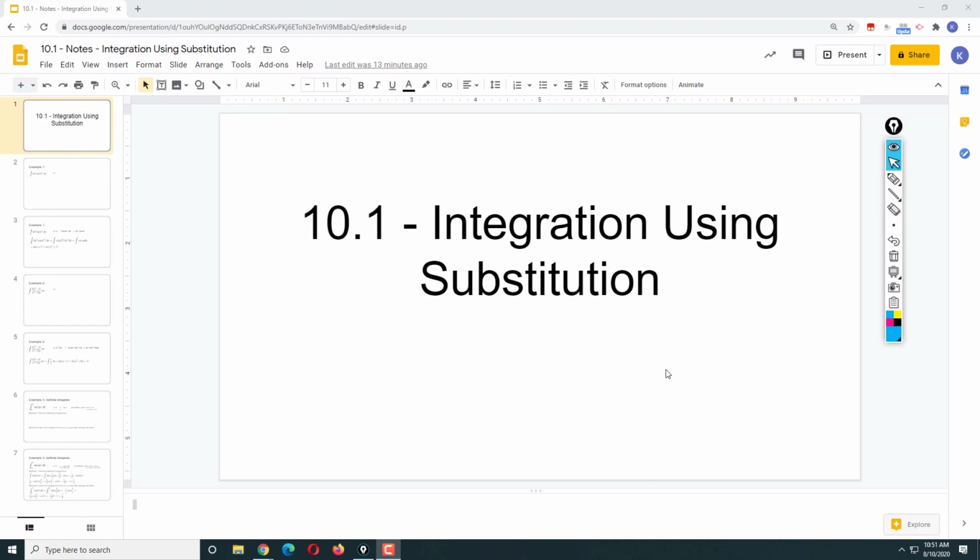Welcome to Unit 10. In this unit, we will learn about different techniques for integration. So different ways to calculate integrals. So 10.1, integration using substitution.